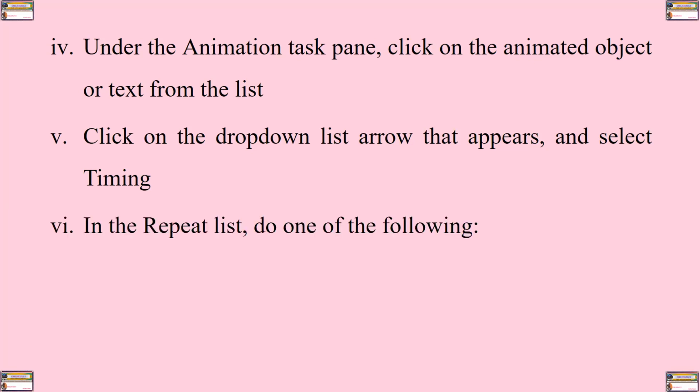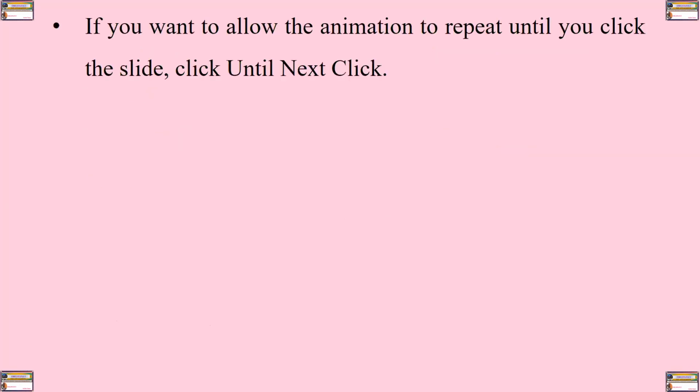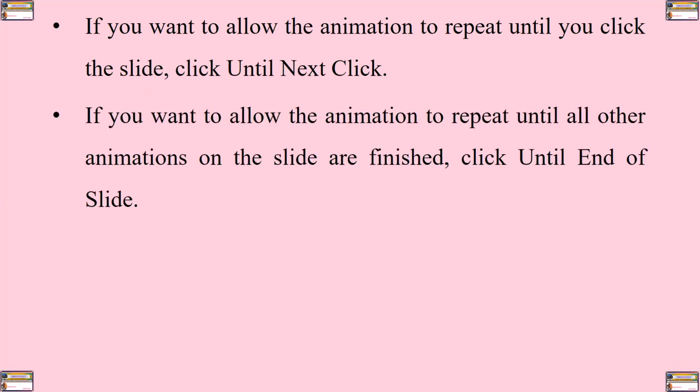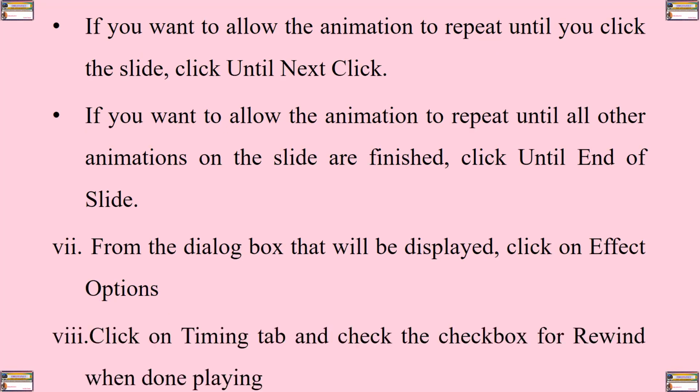In the Repeat list, do one of the following. If you want to repeat the animation a set number of times and then stop, type in a numerical value. If you want to allow the animation to repeat until you click the slide, click Until Next Click. If you want to allow the animation to repeat until all other animations of the slide are finished, click Until End of Slide. From the dialog box that will be displayed, click on Effect Options. Click on the Timing tab and check the checkbox for Rewind when done playing.